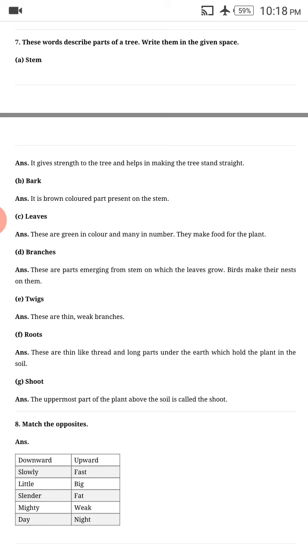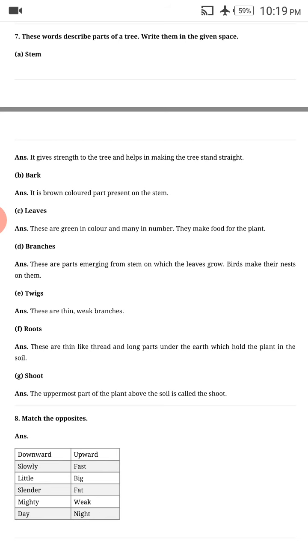Stem. Stem is also a part of the tree. So what are the functions of the tree, how it looks, we discuss here. Stem, it gives strength to the tree and helps in making the tree stand straight, right? Bark, it is a brown color part present on the stem. It's a bark. Leaves, these are green in color, right? And many in number. They make food for the plant.